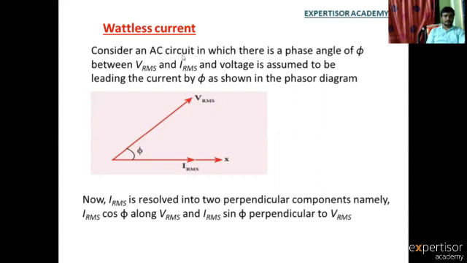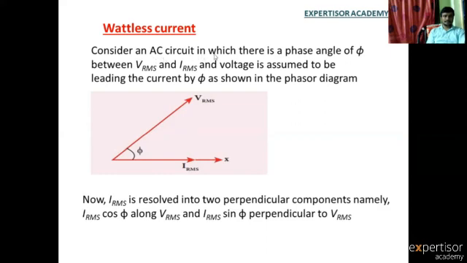Consider an AC circuit. AC circuit means alternating current source or alternating voltage source connected with an RLC circuit. So RLC means resistor, inductor, capacitor. So here these three things are connected in series or individually. So consider an AC circuit in which there is a phase angle.